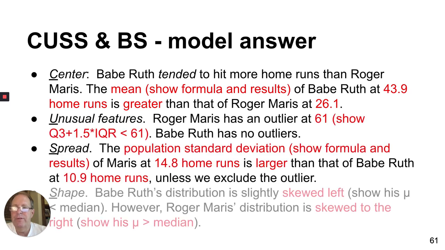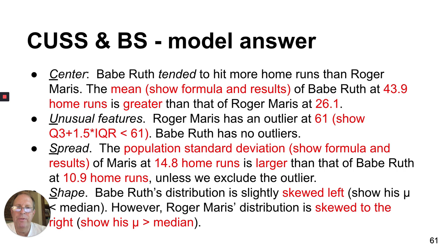Here's how I want you to answer these. The center. We start out with an opening sentence that summarizes the conclusion about the center. Babe Ruth tended to hit more home runs than Roger Maris. How do I get that? The mean, and here I have to have some calculations to show it, of Babe Ruth at 43.9 home runs is greater than that of Roger Maris at 26.1. I actually am using the mean and standard deviation here because these two distributions are approximately symmetric. So I'm going to compare means, and I say the mean of Babe Ruth, and I have to give its value, is greater than that of Roger Maris, and I give its value.